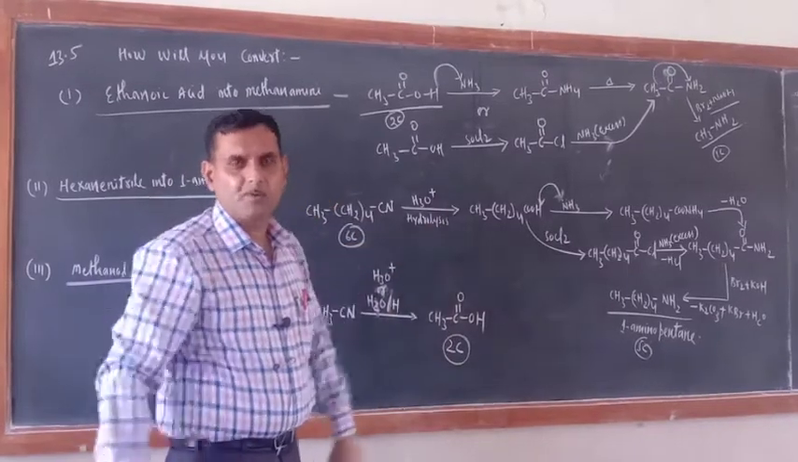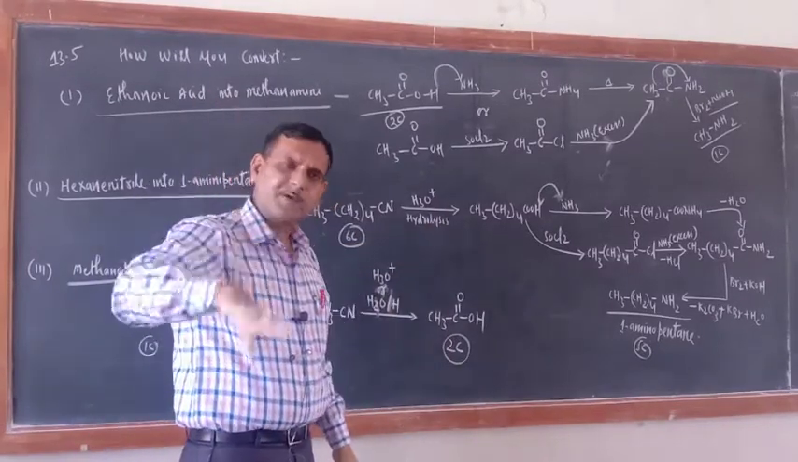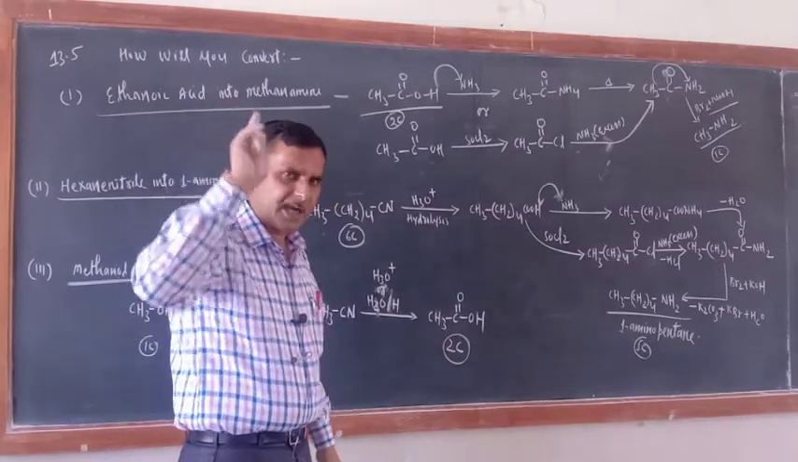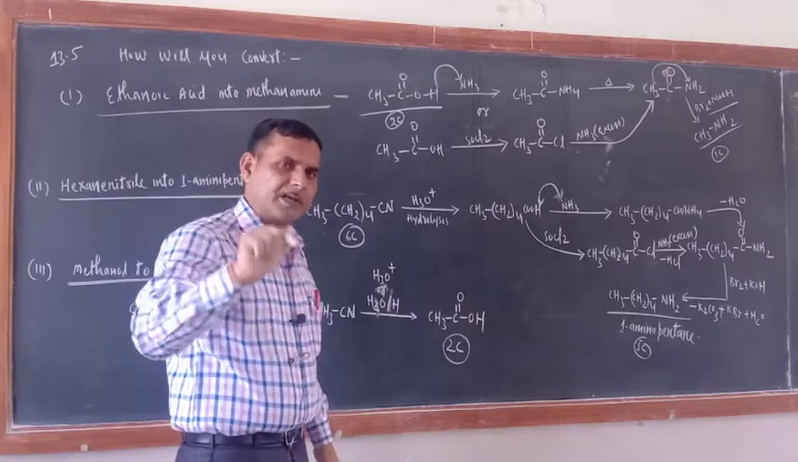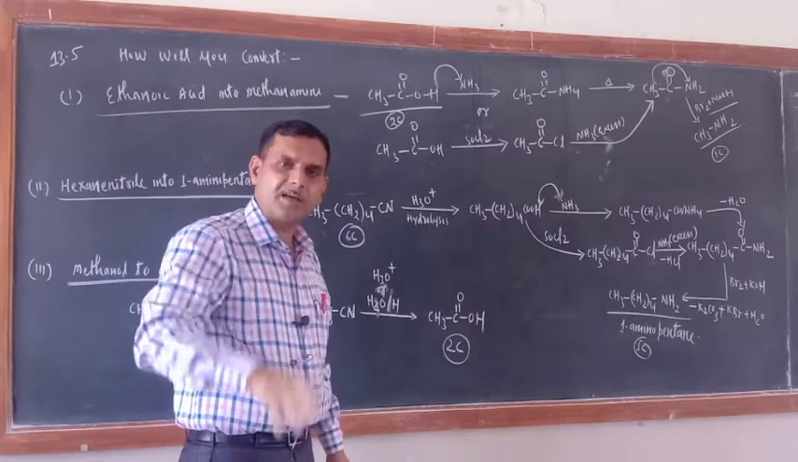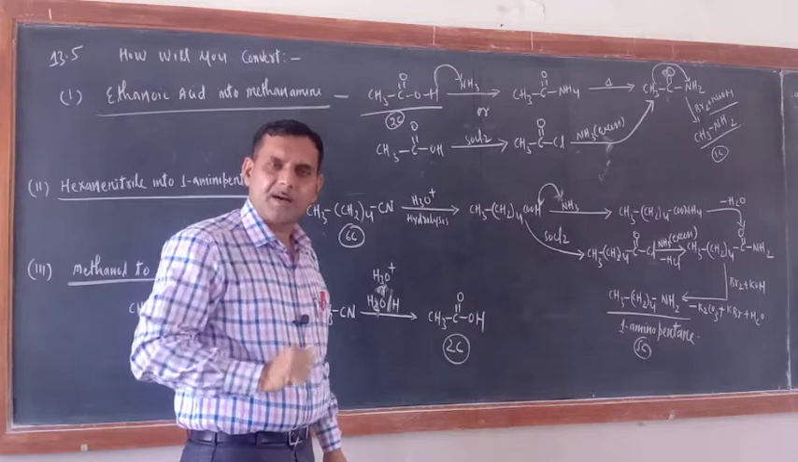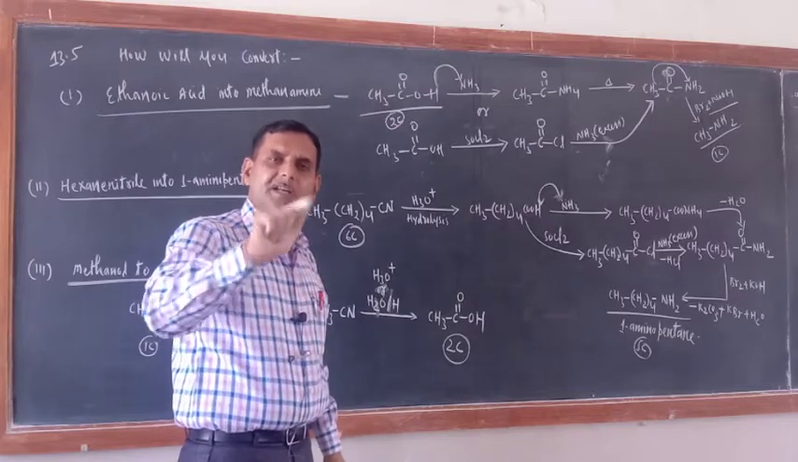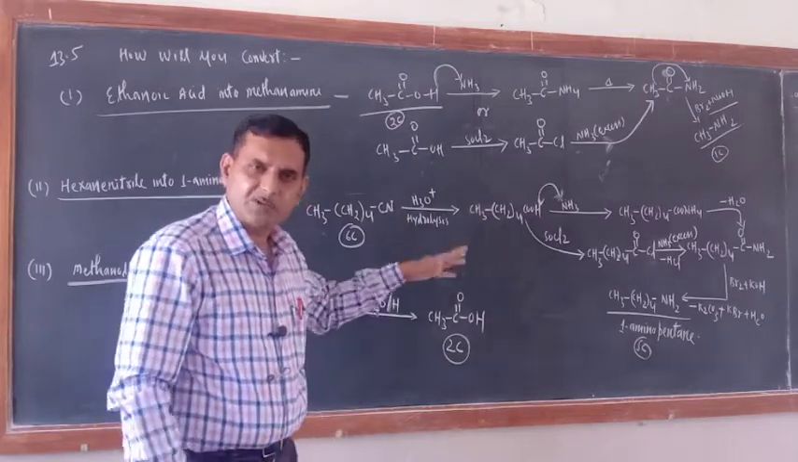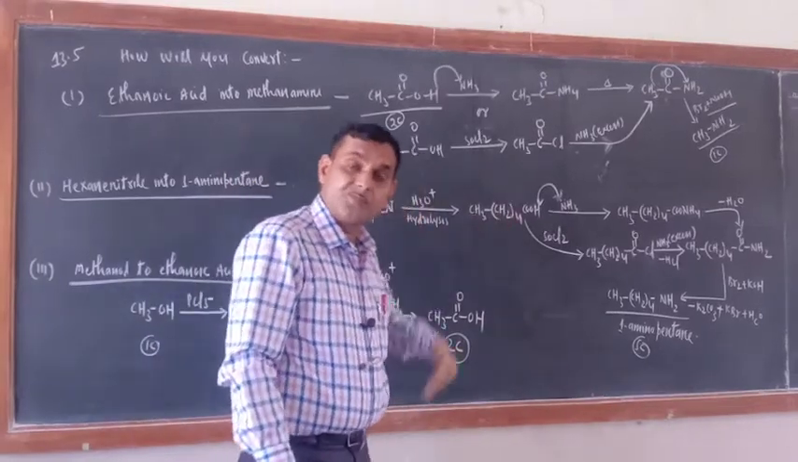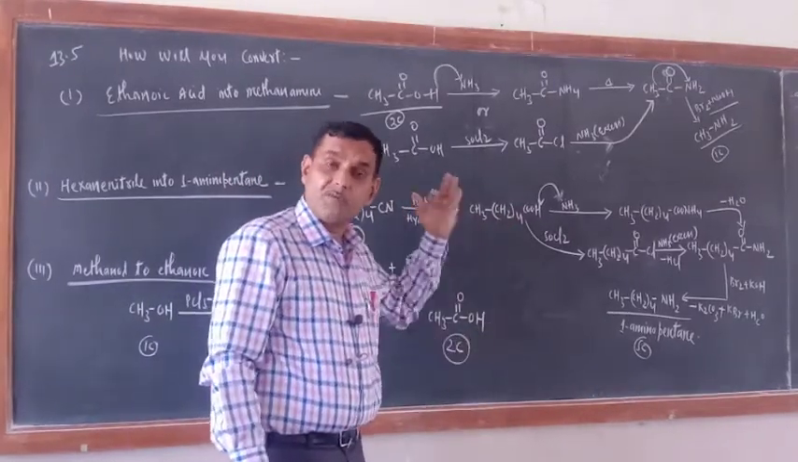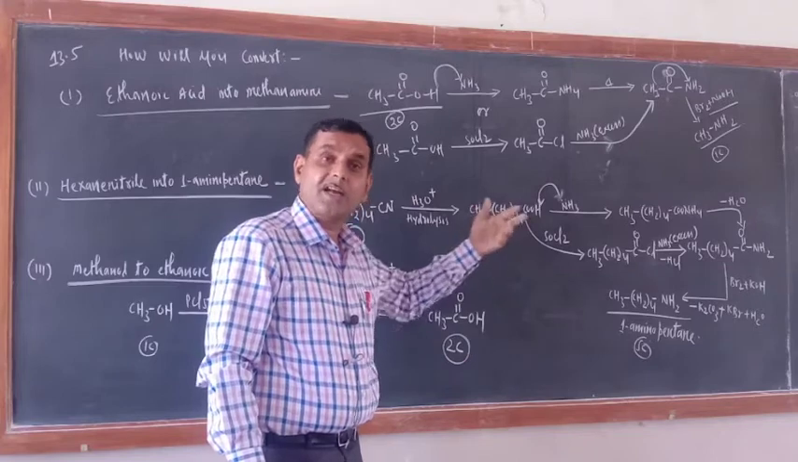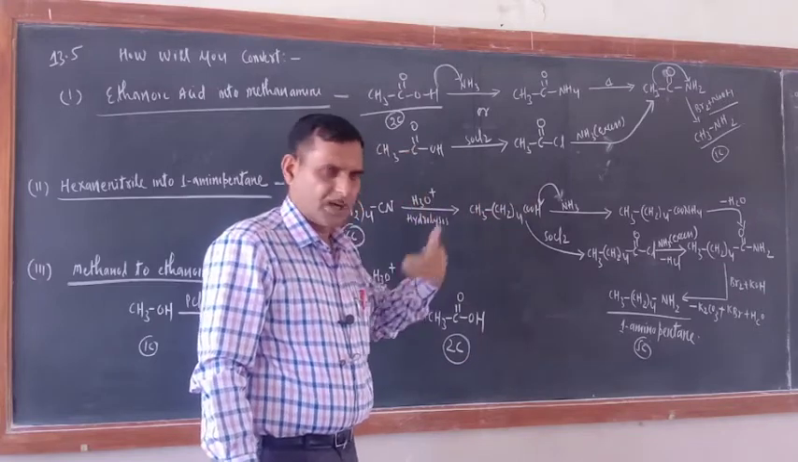Again Hofmann bromamide reaction would be there. As far as the descent of series is concerned, Hofmann bromamide reaction. Who will give the Hofmann bromamide reaction? Amide. And from where you will get the amide? When carboxylic acid reacts with ammonia, or when carboxylic acid reacts with SOCl2 and forms acid chloride which further reacts with ammonia. Okay. So as you wish now.